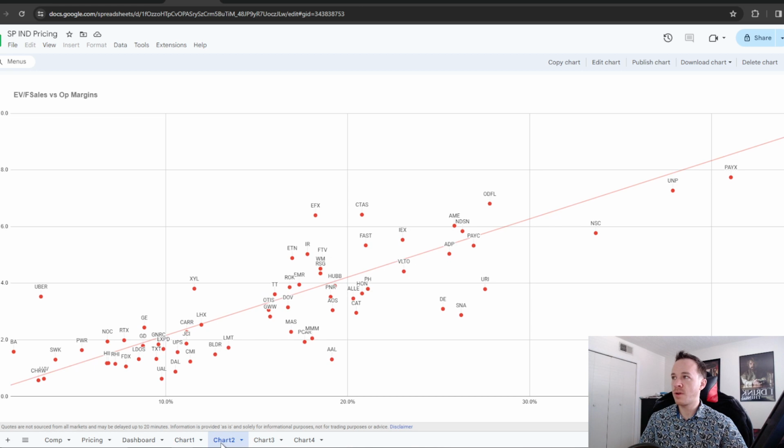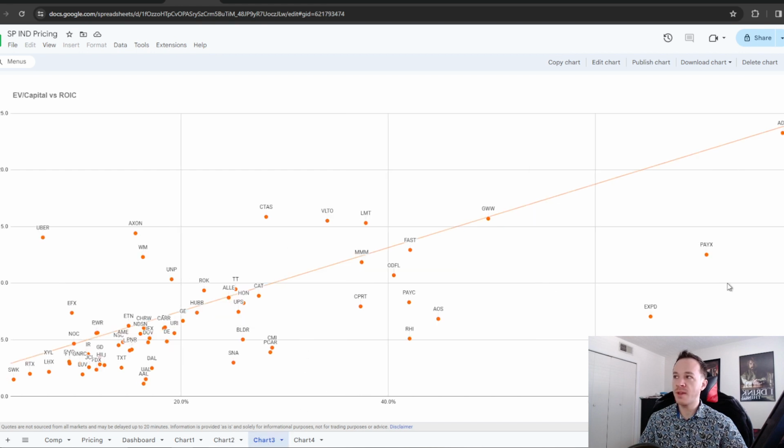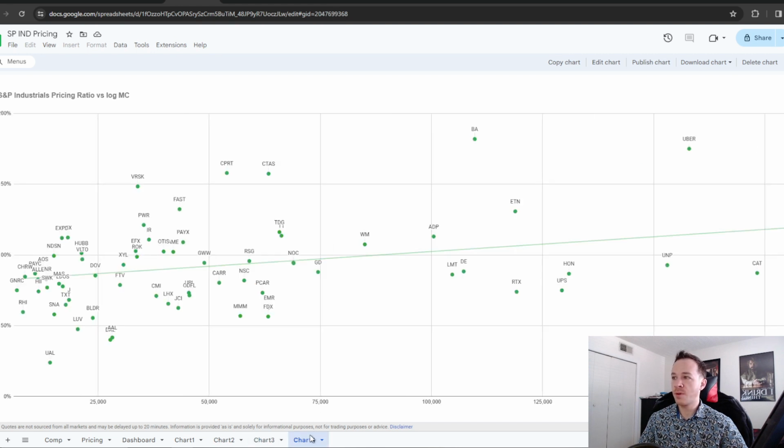And then for industrial still, we have the EV to forward sales versus operating margins. You can see nice, strong, positive correlation. Going over to the third one, we have EV to invested capital versus return on invested capital. Nice, strong statistical relationship. Then on the fourth graph is where I essentially combine all of them together.